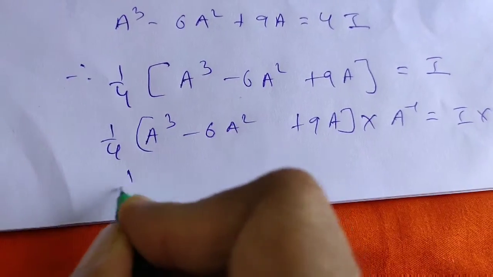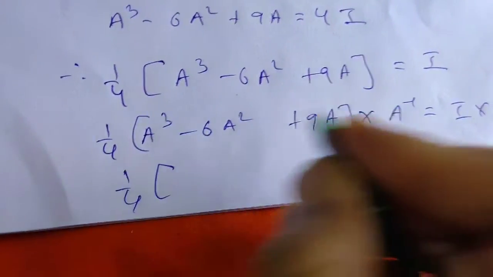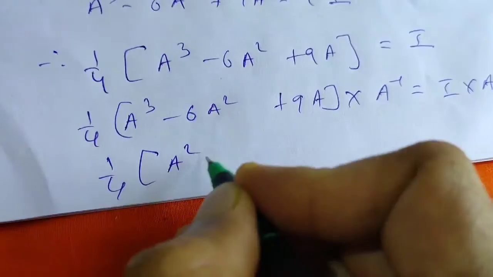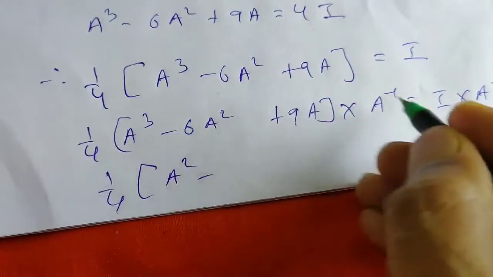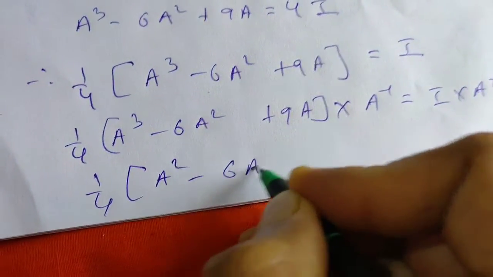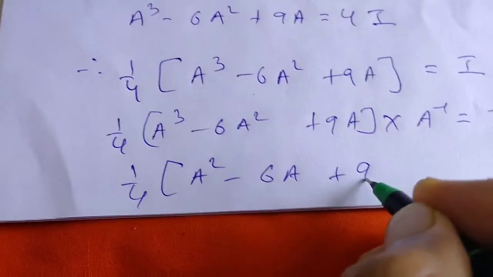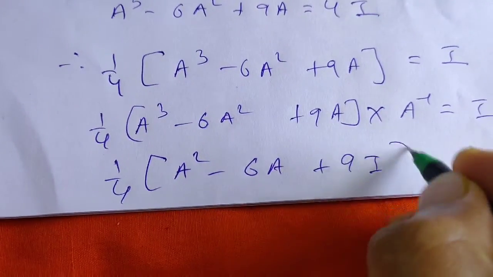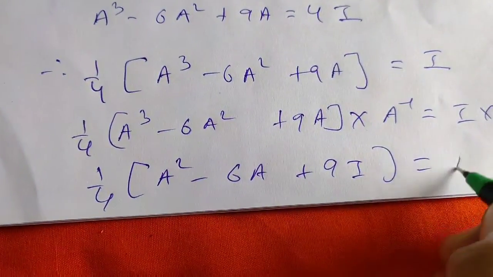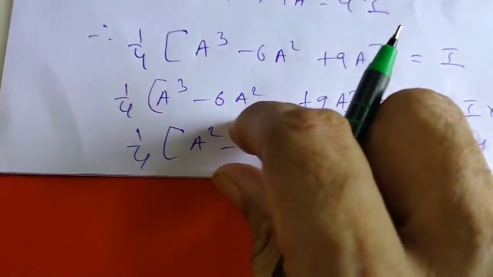Now solve this one. So this will become 1 by 4. A cube into A inverse, you will get A square, minus 6A square into A inverse, you will get 6A, plus 9A into A inverse, you will get 9I, and equal to I into A inverse, you will get A inverse.